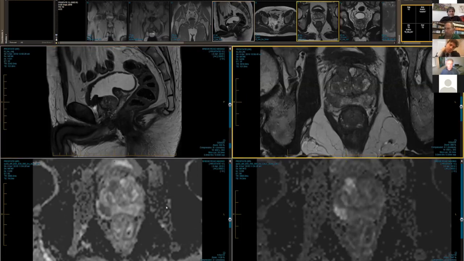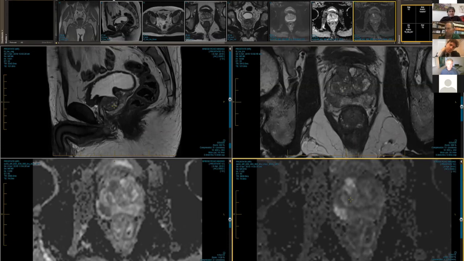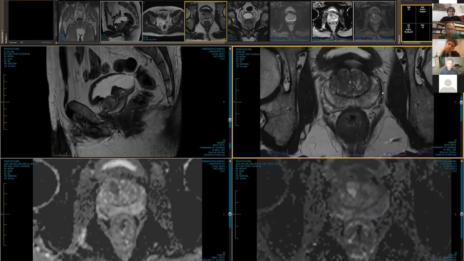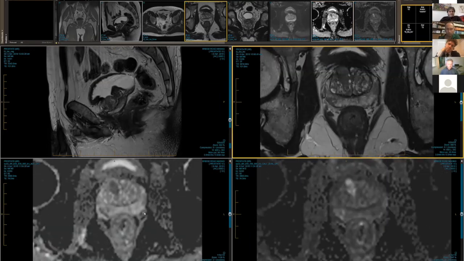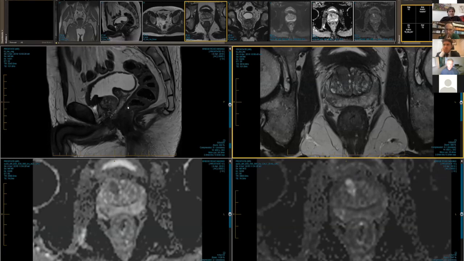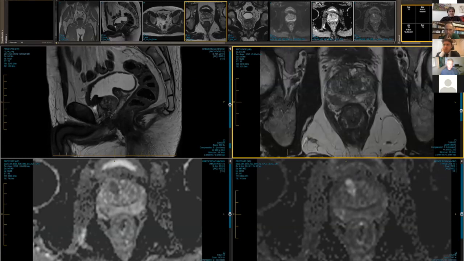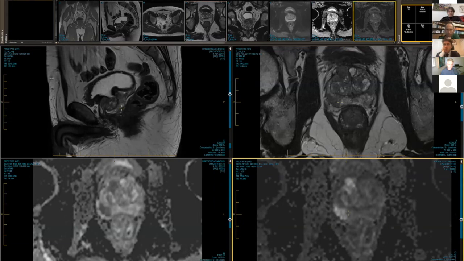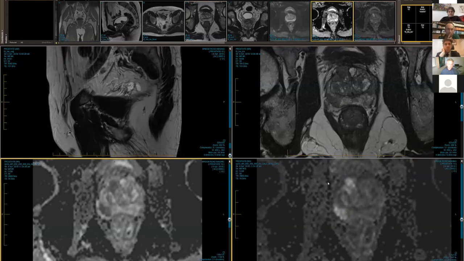So if we link the images again, as we go from base to apex, you can see we've got marked restricted diffusion, with decreased intensity on ADC and increased intensity on high B value, and focal decreased intensity, but it's quite homogeneous and relatively well-defined. If we look at that on the sagittal, it's relatively well-defined. As we keep going more inferior, it drops out again. It's got a margin to it, but there's marked restricted diffusion. Sometimes it drops out like it just has there.